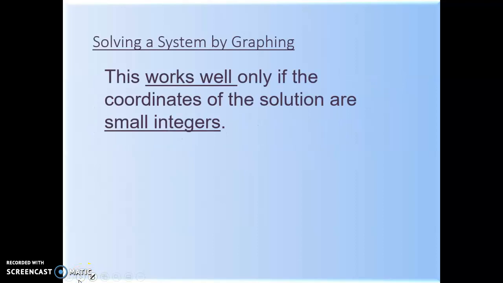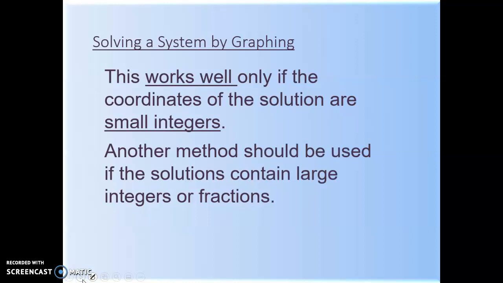So solving a system by graphing, which is what we did in the previous lesson, works well only if the coordinates of the solution are small integers. If we had linear equations whose solutions are 1,347, that doesn't work so well because that would be a really big graph, and that's not really feasible for us to do on the graph paper that we have. Plus, it would take us a lengthy amount of time. So graphing works well when the solution set is small integers.